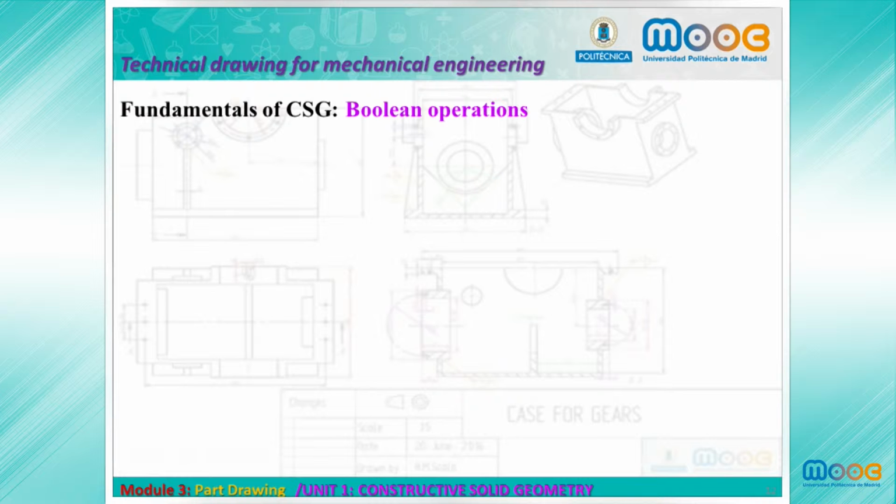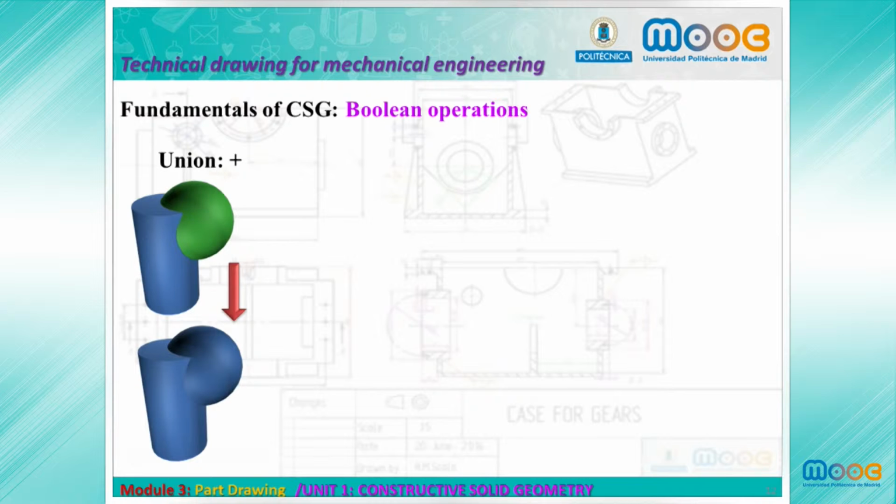Following with the CSG fundamentals, we have the Boolean operations. The first one is the union, that makes the 2 primitives into a unique volume, after they have been sized and located.